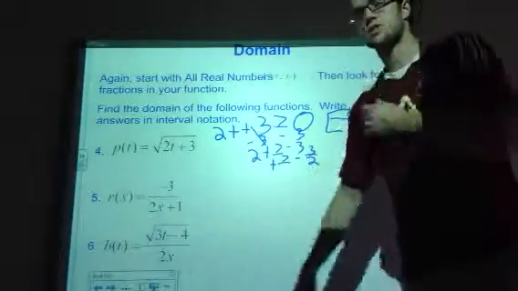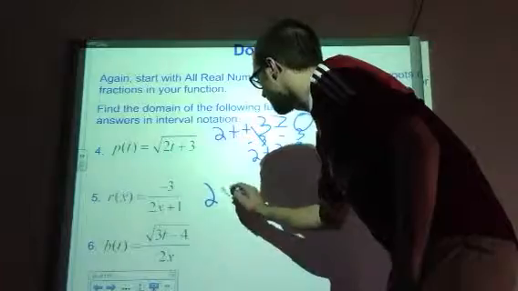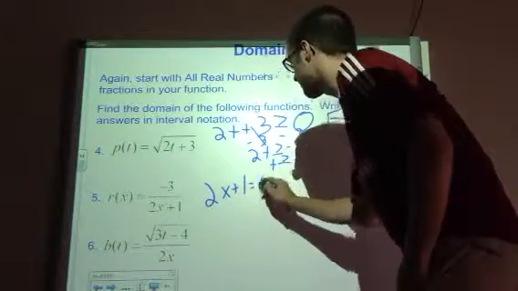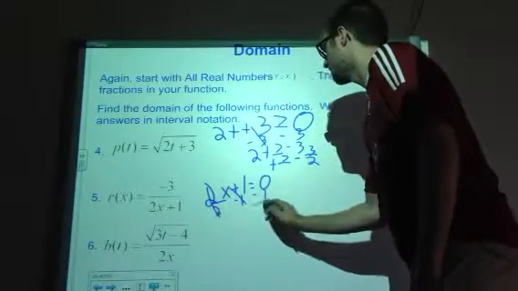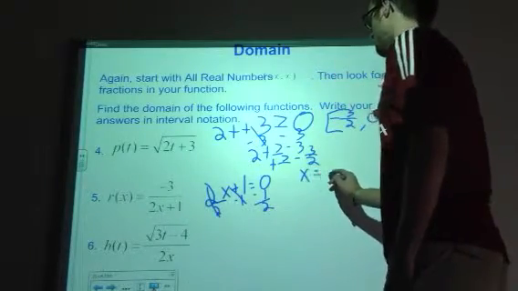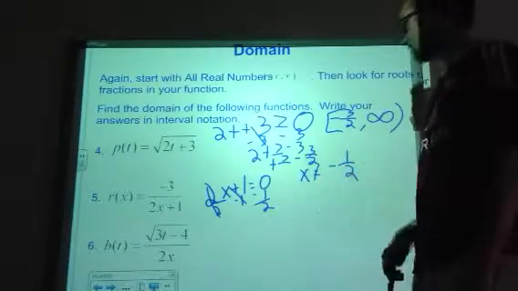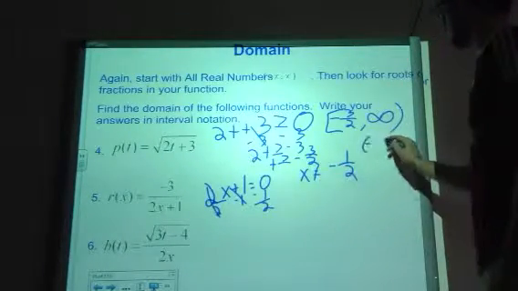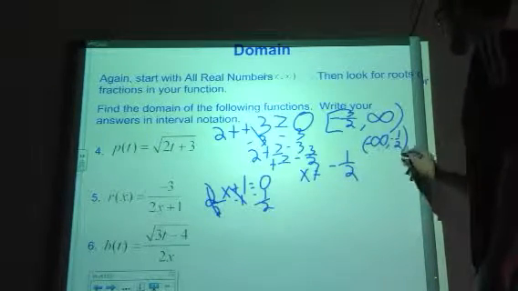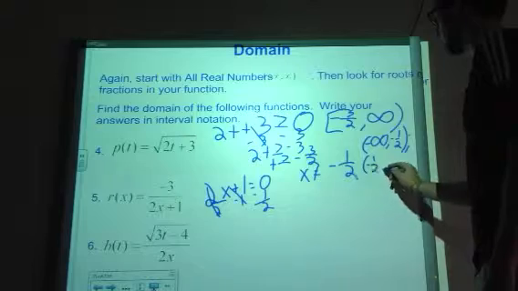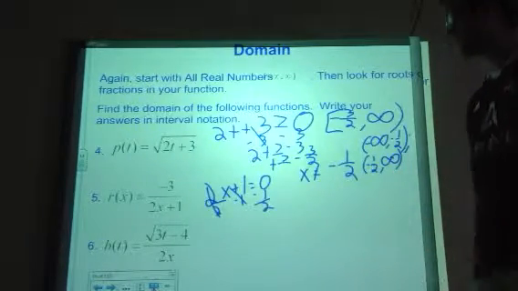Look at the next one. What restrictions does it have? It has a fraction, so we don't want to include when the denominator is going to be equal to 0. So solve that, subtract 1 on both sides, then divide by 2 on both sides. So the denominator is equal to 0 when x equals negative 1/2. So we don't want to include that. So we want everything from negative infinity up to negative 1/2, and also everything from negative 1/2 up to infinity. So everything except negative 1/2.